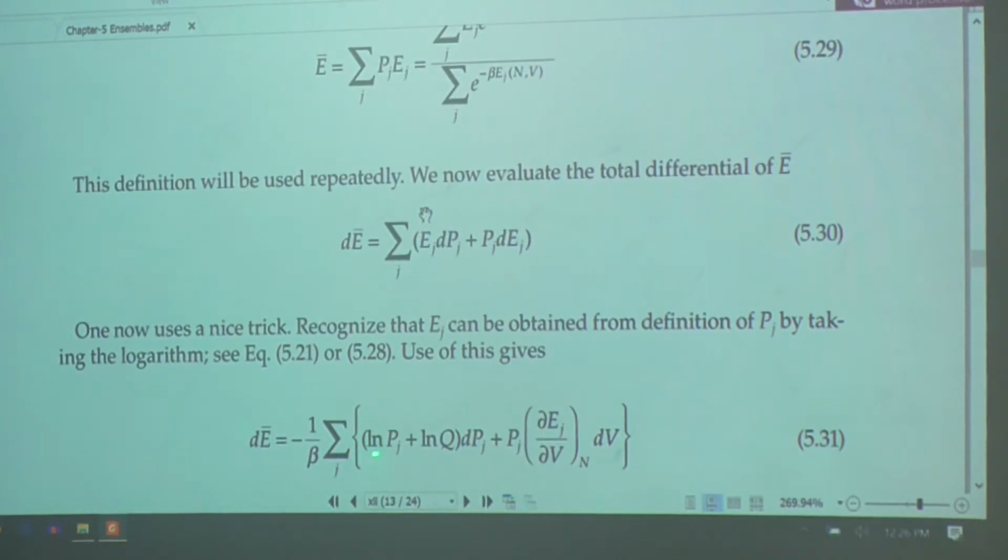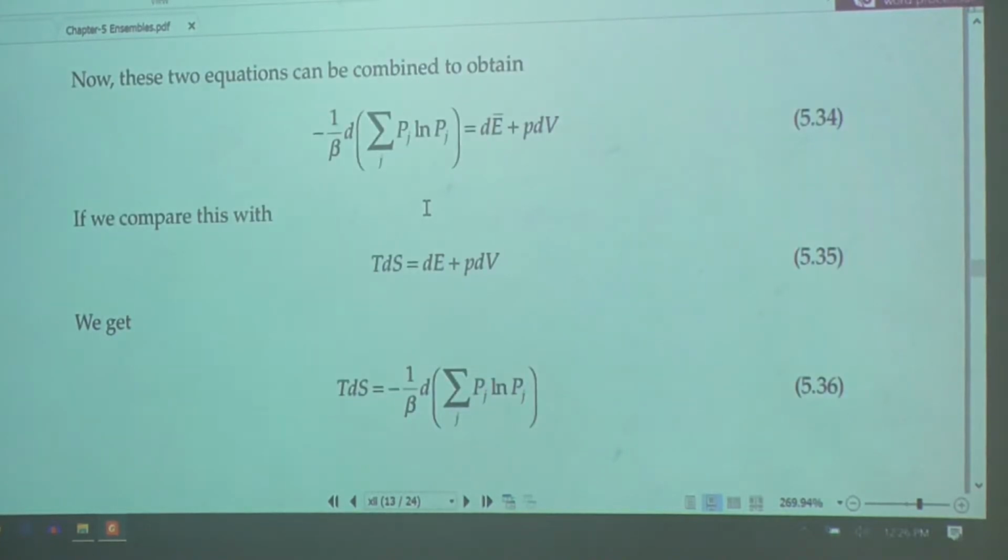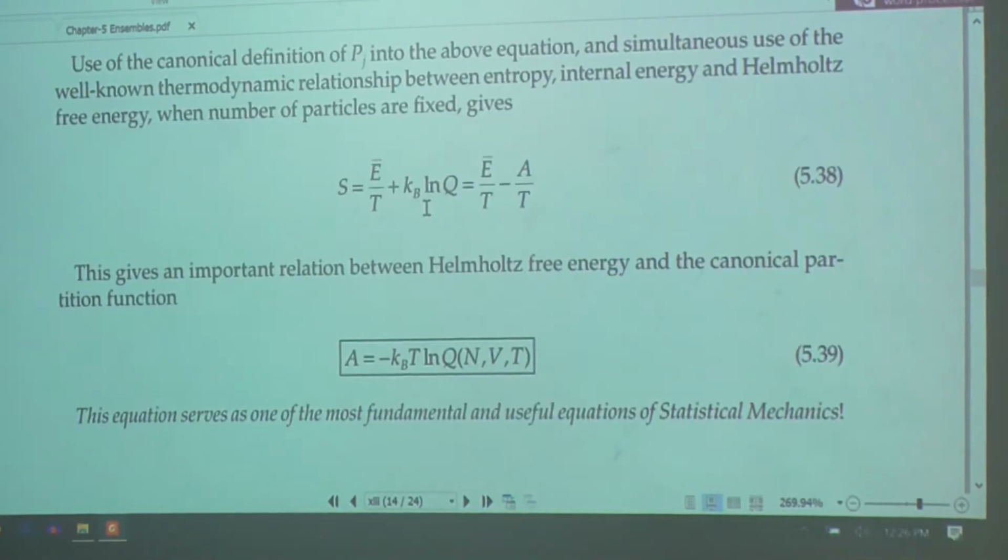We just showed ln pj dpj is the ds, right? So this term and this term is ds. This term and this term, without that, is the ds. Now we have this quantity, which is the pressure. That also you get by comparison. When you put that into this equation, then you get S equal to E by T plus A.